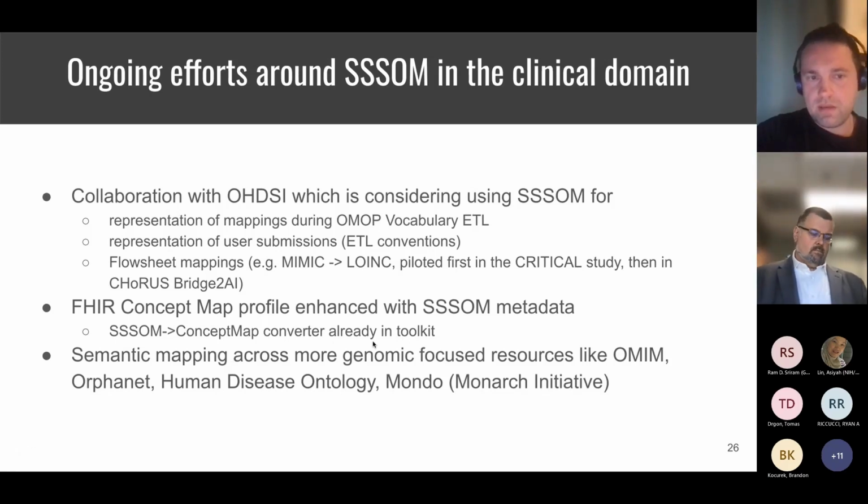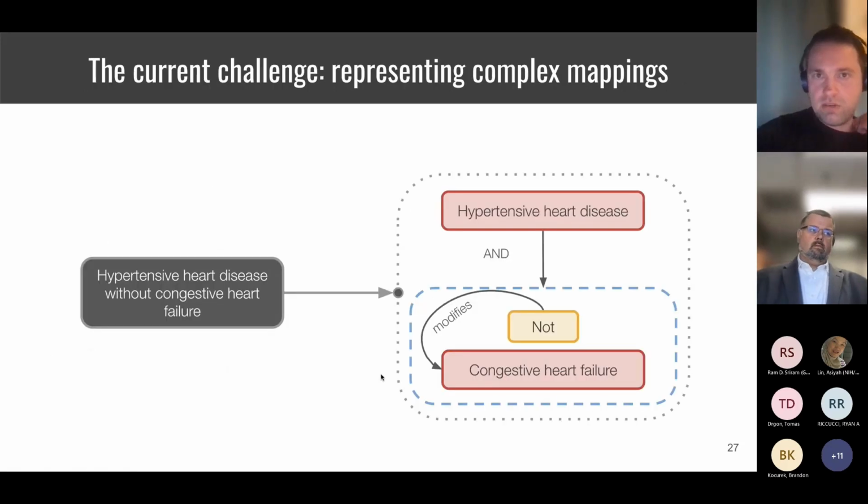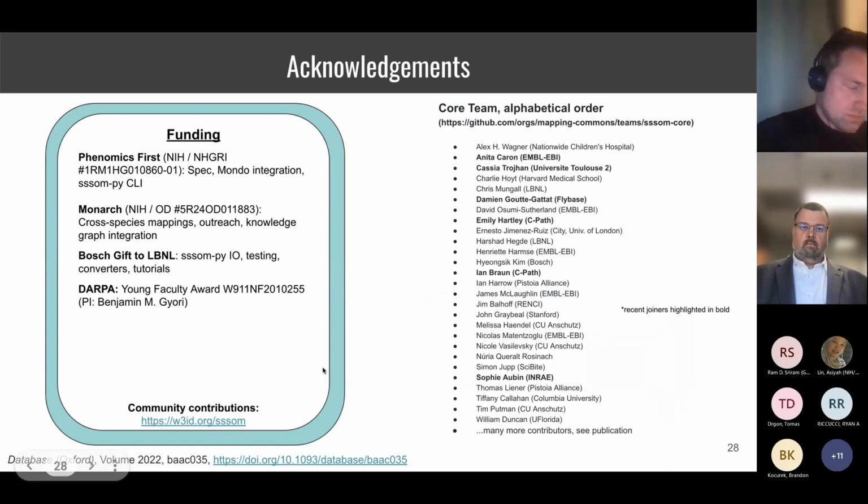And yeah, there are various semantic mapping efforts going on between some of these rare disease resources like OMIM, Orphanet, DO, and Mondo as part of the Monarch initiative. And the big thing that we are working on at the moment is figuring out how we can represent these complex mappings, which is the subject of the Sunday workshop.